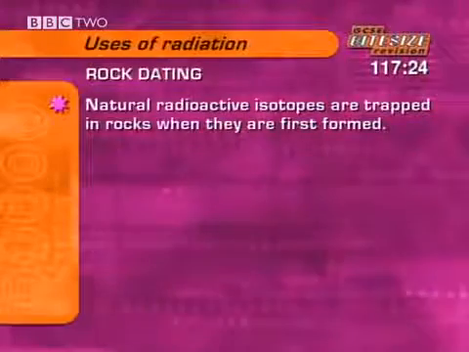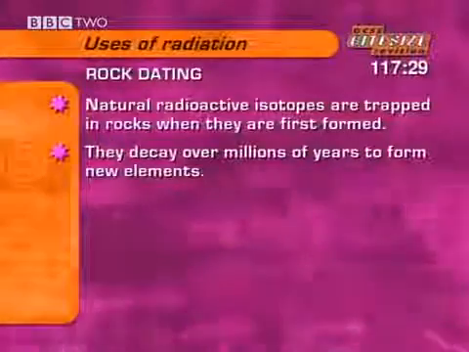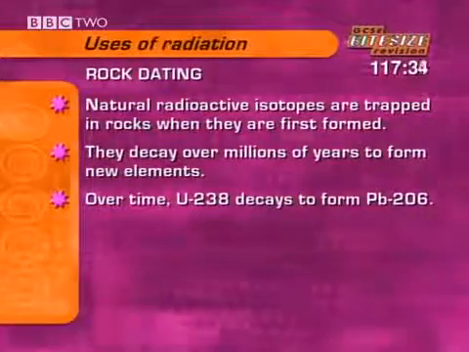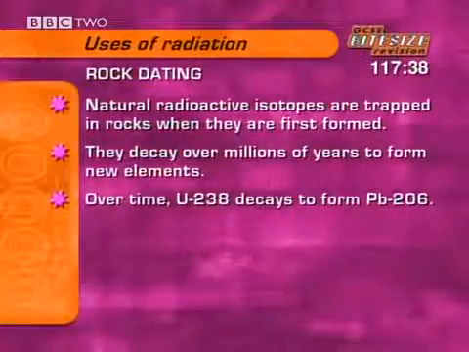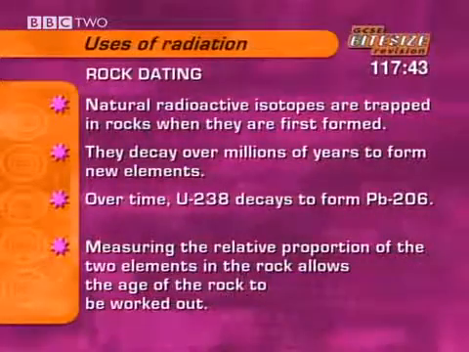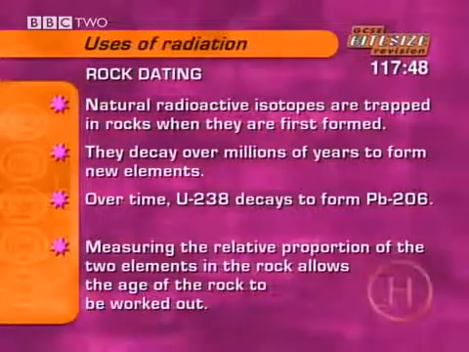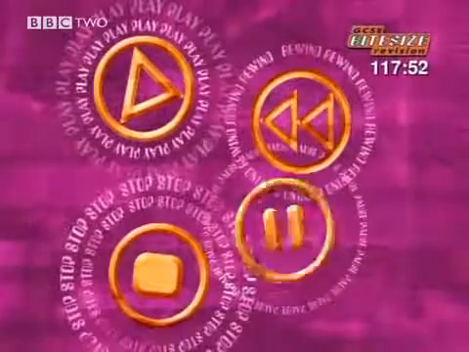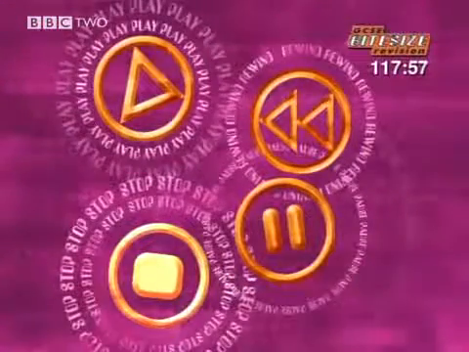Natural radioactive isotopes were trapped in the rocks when they first formed and have been decaying over millions of years to form new elements. For example, over time uranium-238 decays to form lead-206. By measuring the relative proportion of the two elements present in the rock, the age of the rock can be worked out. There's more about radioactivity in the higher tier science programme. That's the end of this section on radioactivity.